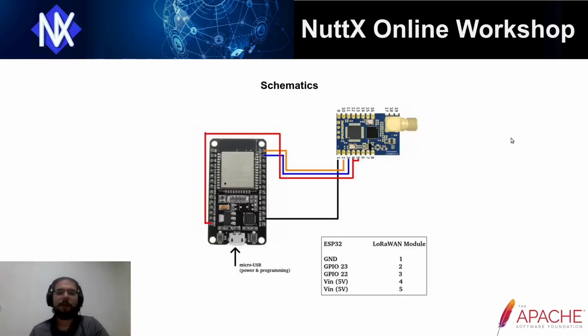Here we have both pieces of hardware we use in this project: the ESP32 board and the LoRaWAN module. We also have the connection between them. We need the data communication, which is basically GPIO 23 and GPIO 22, the UART communication. And besides that, we also have the power pins connecting to the ESP32 board.